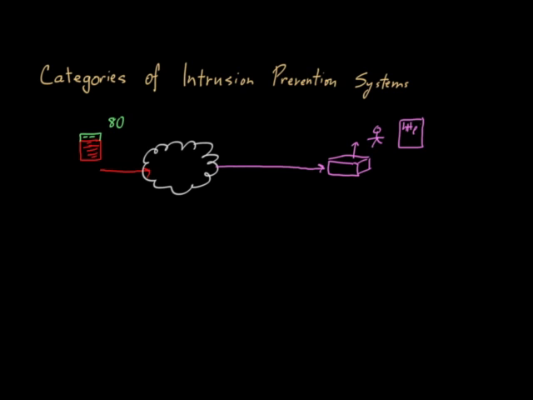Now there are two general modes at which an IPS can work. One is called passive mode, and the other is called inline mode. In passive mode, you might have a tap, and in that tap, you're going to siphon off traffic. This tap will create a copy of the packet for further analysis. Let's say the packet is analyzed by a passive IPS that handles the analysis. If it determines that this packet is malicious, it will create an alert.